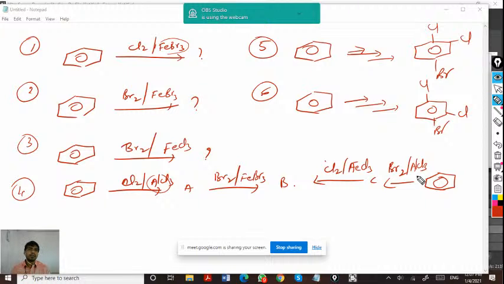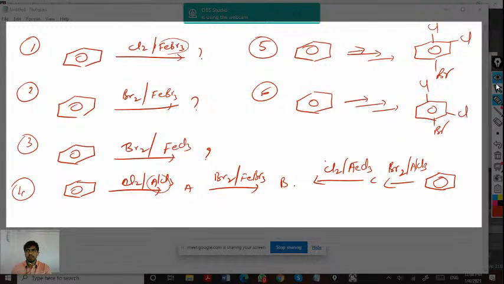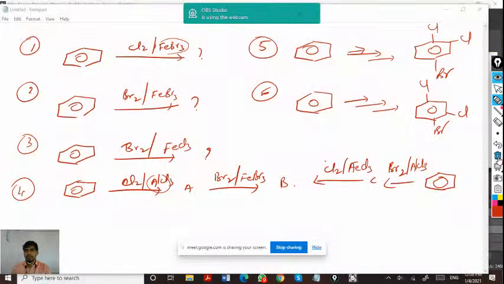Second, whenever there are two substitutions or three substitutions like this, it must be directed by the already present group. So you need to observe the groups that are present. Do they have activating tendency? Do they have directing tendency? Based on that only it is going to happen. So be careful with the products. This is the first workout for you. Hope you noted it down. If not, take a screenshot.